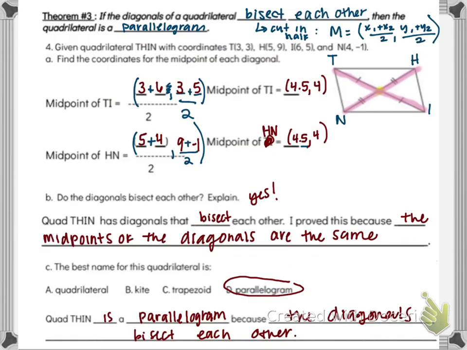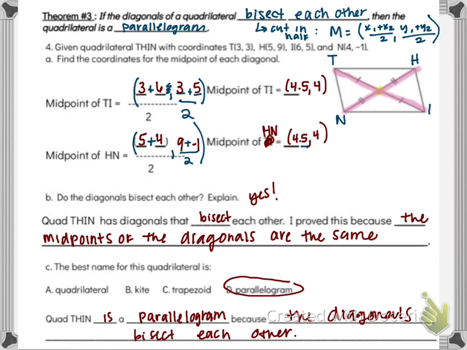All right, and last but not least, we have this one. If you look at the diagonals and they bisect each other, remember bisecting each other means cutting in half. To find that halfway point, we are going to be using the midpoint formula. So you find the midpoint of each diagonal, and if they match up, that means that they intersect at that point, which means they bisect each other.